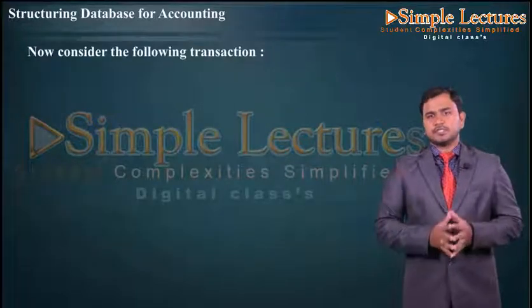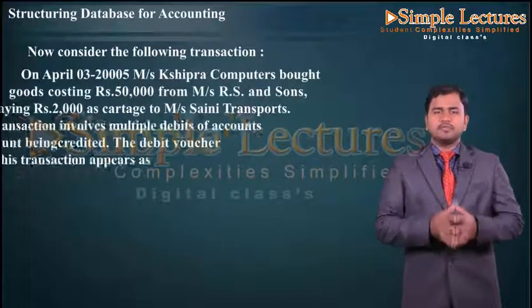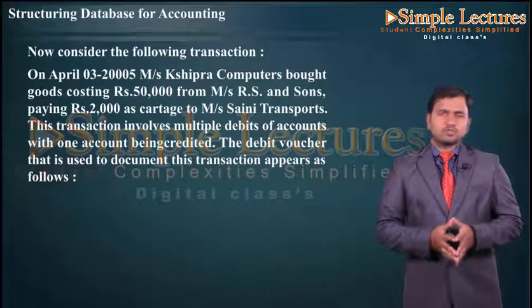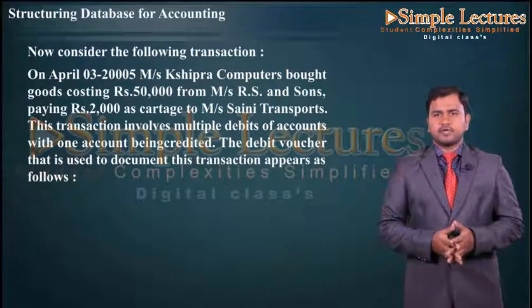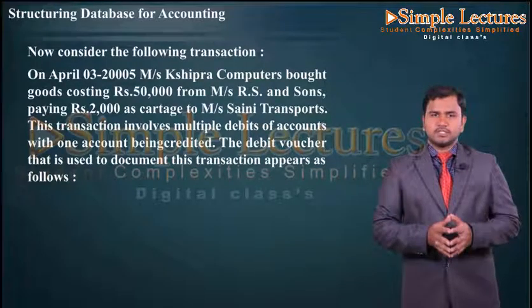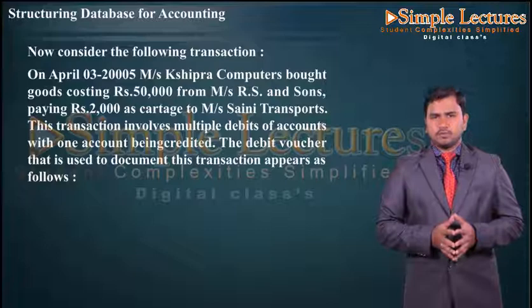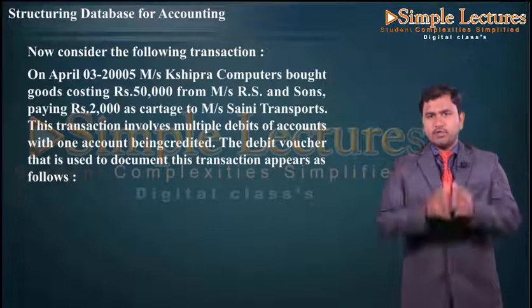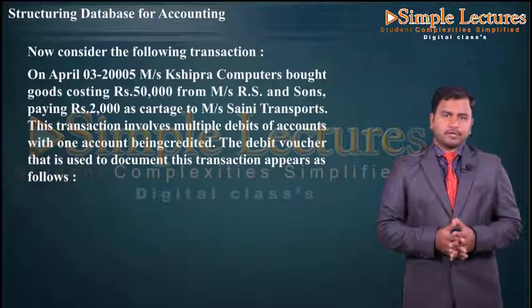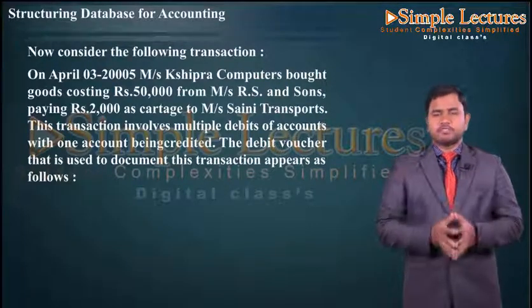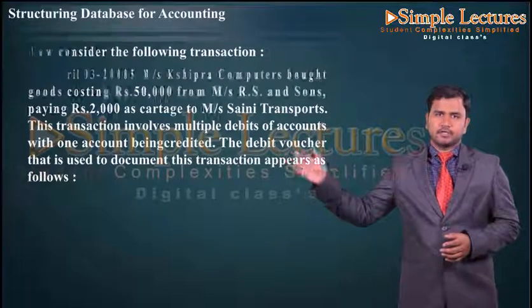Now let us consider the following transaction. On April 3rd, 2005, Shripa Computers bought goods costing rupees 50,000 from RS and Sons, paying rupees 2,000 as cartage to Sina Transport. This transaction involves multiple debit accounts with one account being credited. The debit voucher used to document this transaction appears as displayed here.